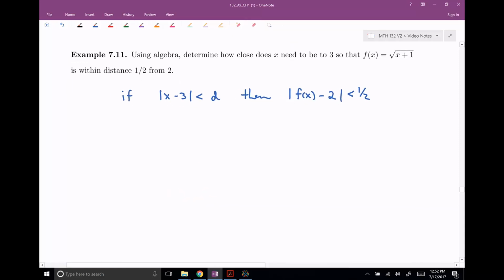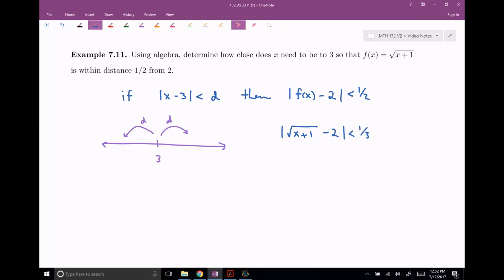All right, so if I draw a number line here, the question is, how far can x move away from 3 and still have this inequality satisfied? Well, let's go ahead and substitute in. We have a very specific f of x. It's the square root of x plus 1. And staring at this, it may be hard to get a distance statement from this thing.